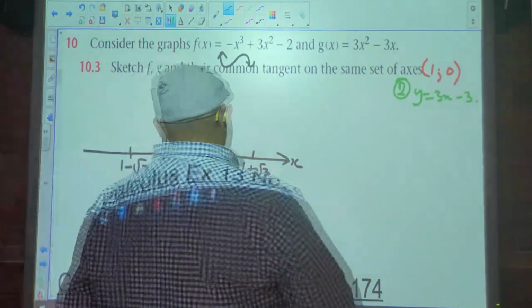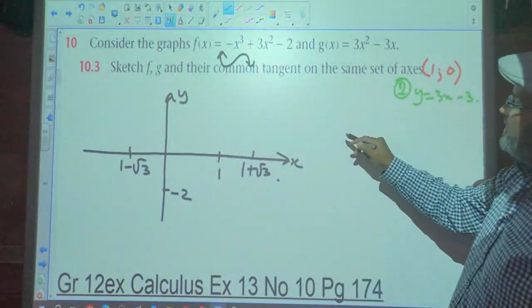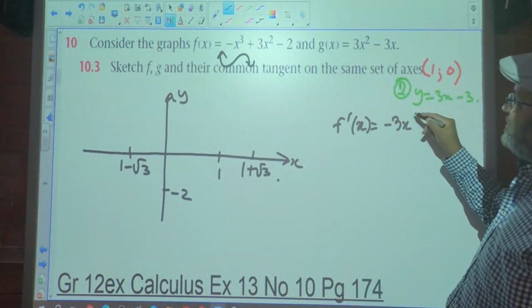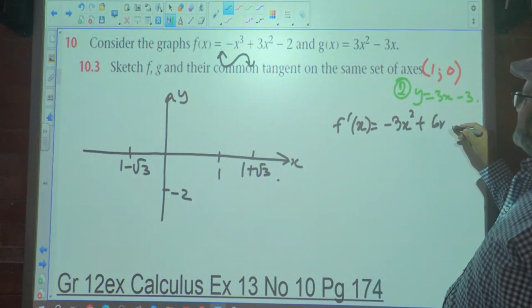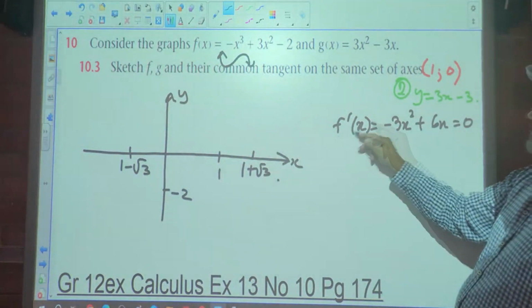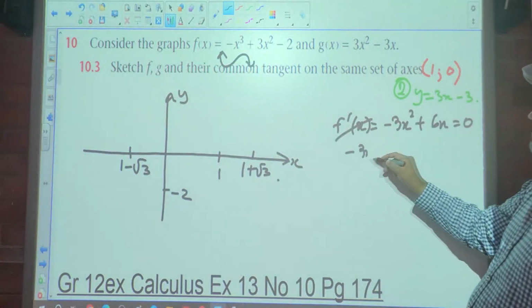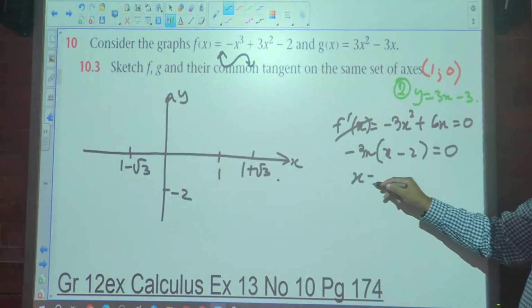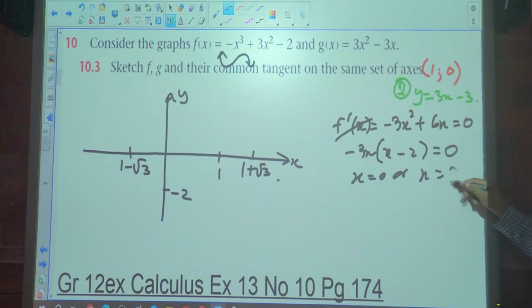So what do we work out thereafter? Turning point. So how do I work out the turning point? f prime of x is equal to 0. So it's negative 3x squared plus 6x is equal to 0. So as you can see, negative 3x is a common factor. I'm left with x minus 2. So x is equal to 0 or x is equal to 2.